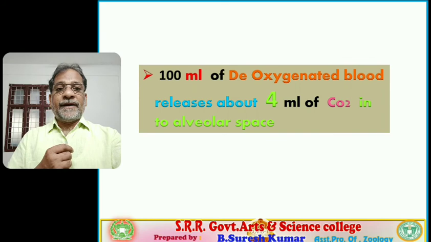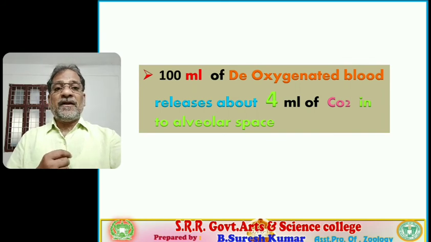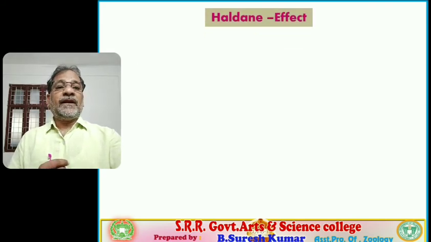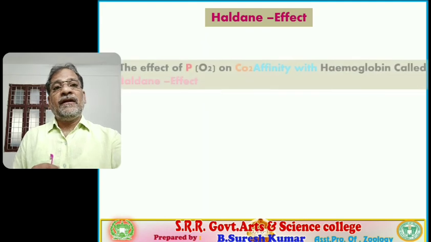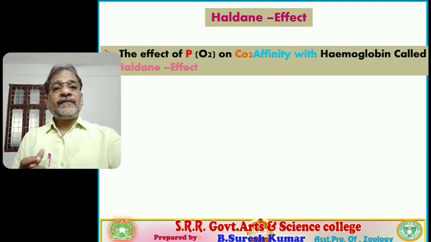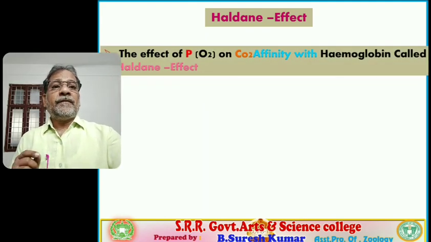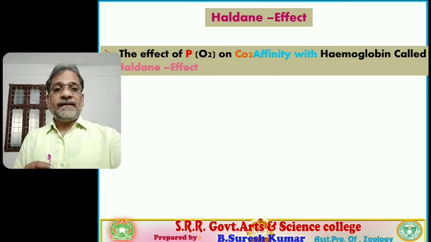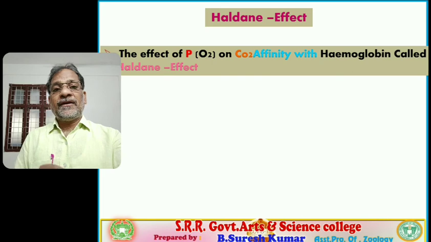So this is transport of carbon dioxide. 100 ml of deoxygenated blood can release about 4 ml of carbon dioxide. Remember, now we are going to one more event, that is the Haldane effect. Asked in entrance examinations. What is the Haldane effect? The effect of partial pressure of oxygen on carbon dioxide affinity with hemoglobin is called the Haldane effect.